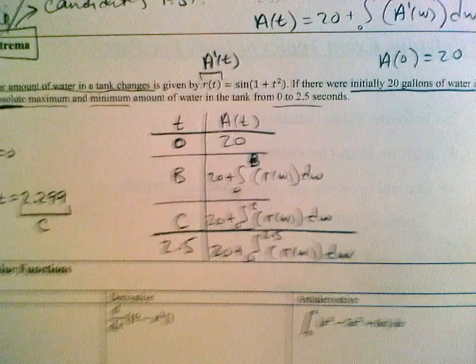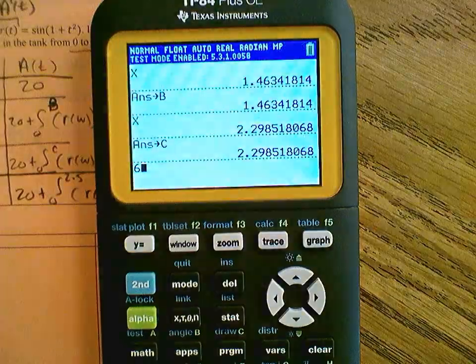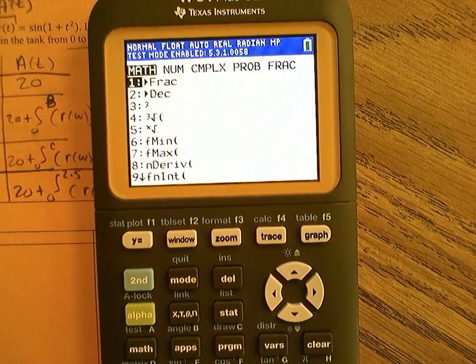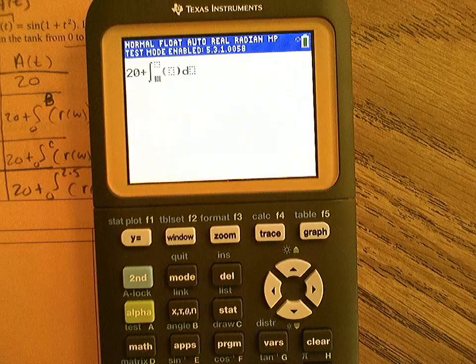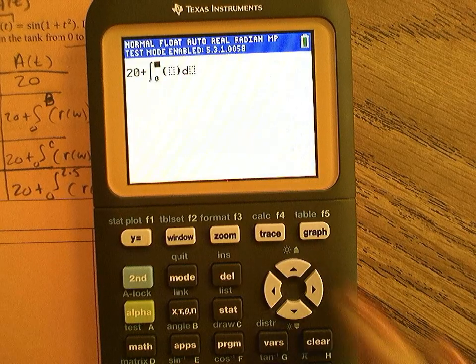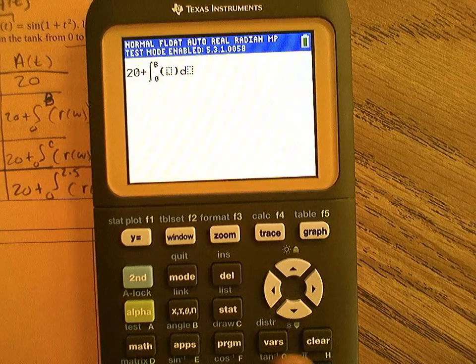And then you just use Math 9. So for here, I go Math 9. I want to put 20 first. 20 plus Math 9, 0 to B, sine.